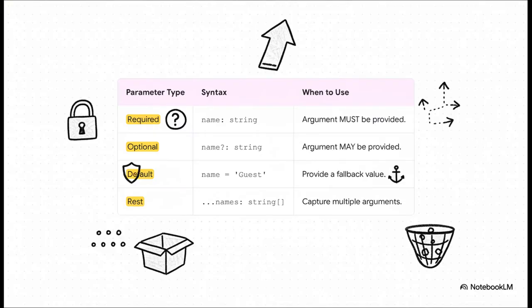All right, so let's put it all together. Here's your whole parameter toolkit on one screen. See? You've got a specific tool for literally every job. Required for the must-haves, optional for the maybes, default for your safety net, and REST for when you need to catch them all. Getting these 4 down gives you precise control over exactly what goes into your functions.